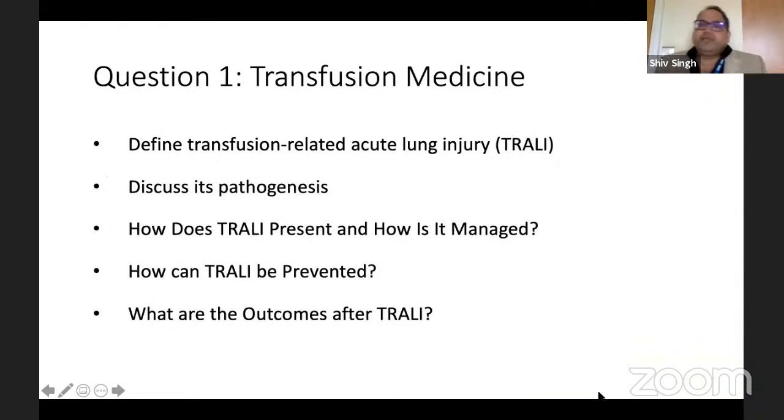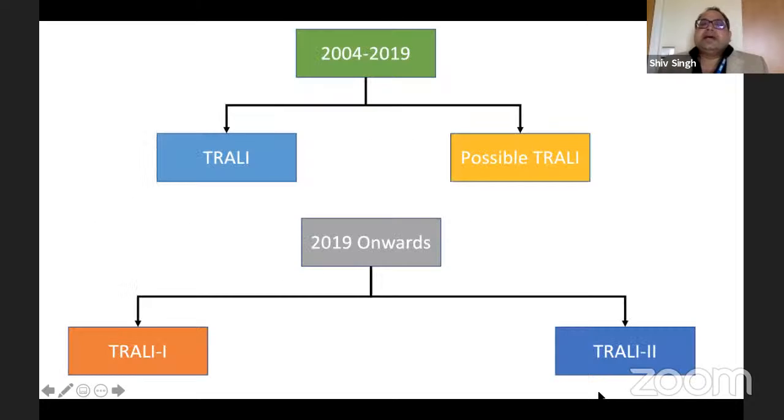So here we start off with the first one. This is on transfusion medicine. The question is, define transfusion-related acute lung injury, TRALI. Discuss its pathogenesis. How does TRALI present and how is it managed? How can TRALI be prevented and what are the outcomes after TRALI? So quite a few questions within this.